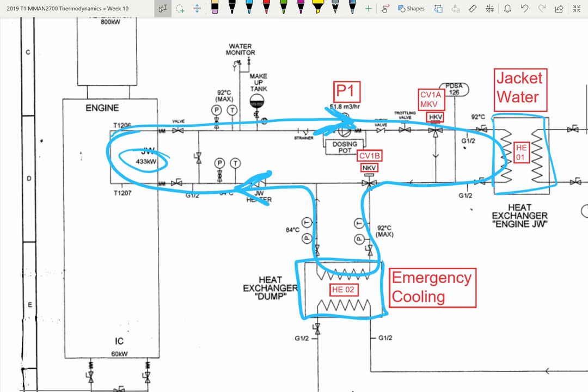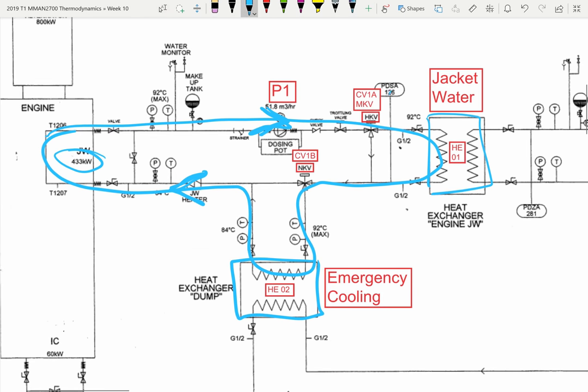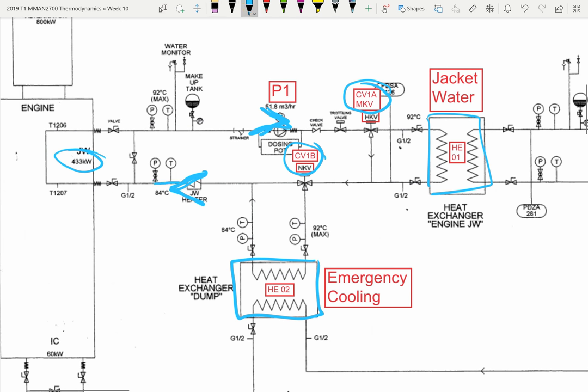Actually, before we move on, I just want to point out these valves, CV1A and CV1B. Okay, so these are three-way ball valves, and this allows the circuit to either just go directly between the engine and HE01, okay? That's one potential way that the loop can go if CV1A is allowing the water to pass straight through here and CV1B is allowing the water to pass straight through.